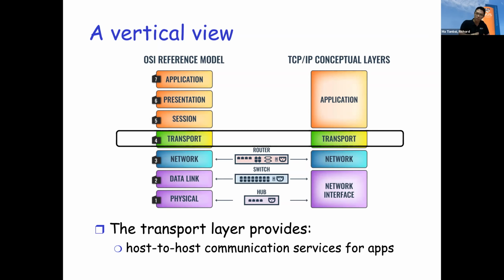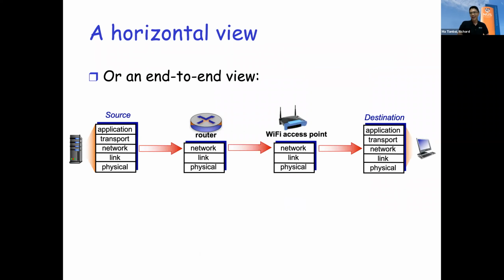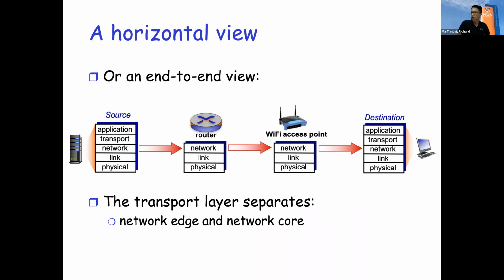So this is the so-called vertical view I draw here, but we also have an end-to-end view, which is a kind of horizontal view. Here we show a typical routing path where a client tries to download certain data from a server. The data traverses along certain routing paths. From here, again, we can see the transport layer plays a very special role. It separates what we call the network edges, which are the end hosts, right? Could be a server or the client, that implement the full stack, versus the network core, which does not implement the transport layer.